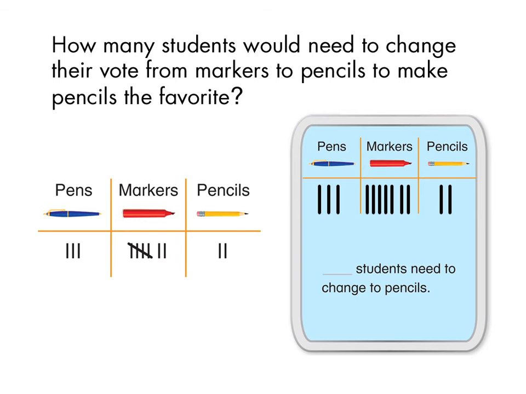Because it will be hard to show taking votes away from a group of 5 tally marks, they draw the tally marks for markers without grouping them. Now they change the votes. 1 vote change, 2 vote changes, 3 vote changes. Now pencils has the most votes. They changed 3 votes, so 3 students need to change their votes to pencils to make pencils the favorite.